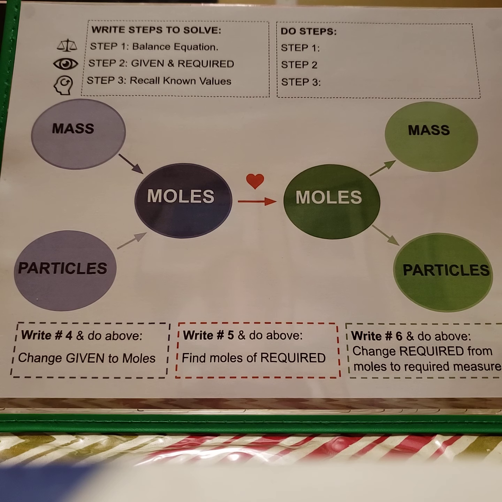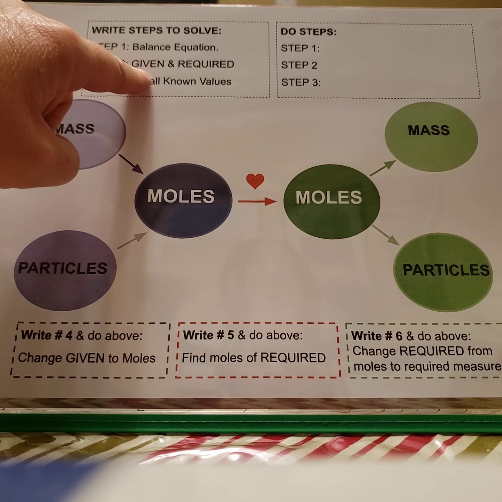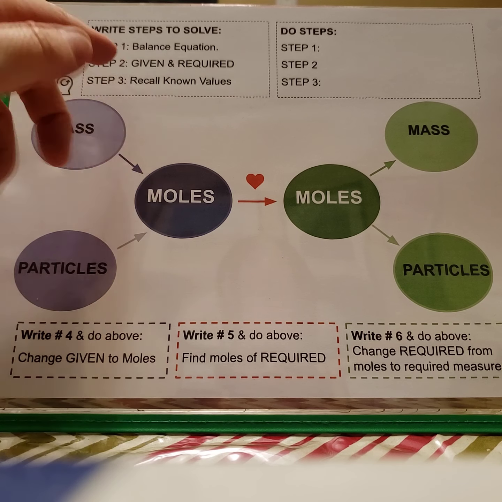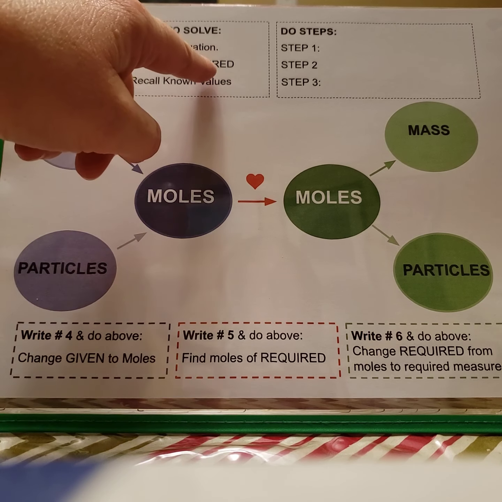So this full map is great. The steps all remain the same to solve a problem. The ones that we already looked at for doing mass to mass are all the same. Step 1, make sure you've got a balanced chemical equation. Step 2, from that balanced chemical equation and the written problem, identify your given and required.